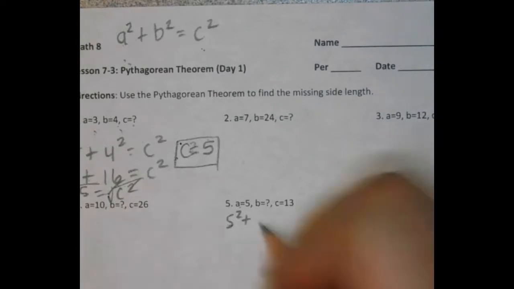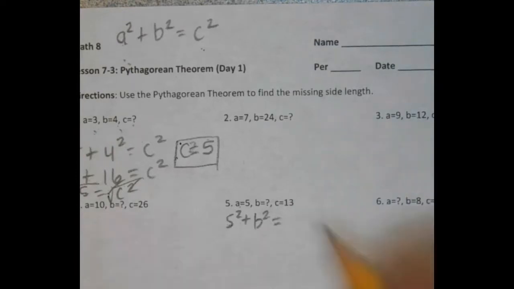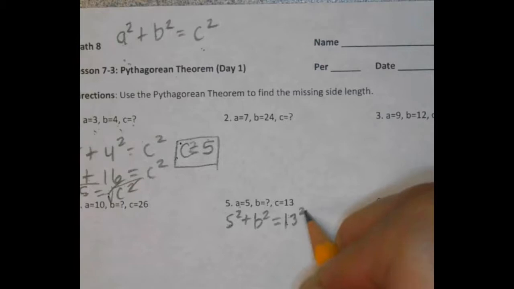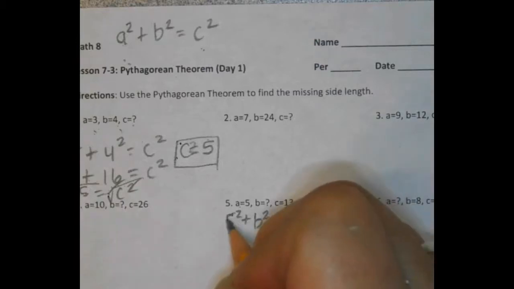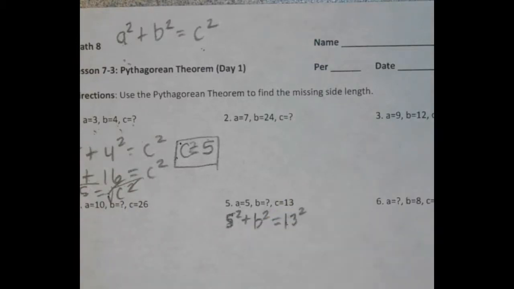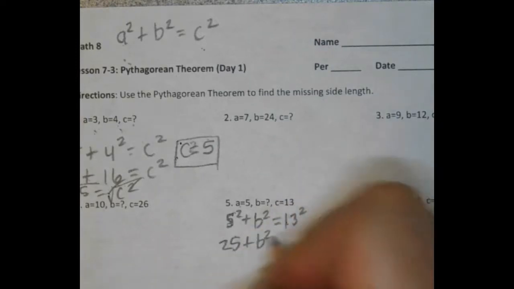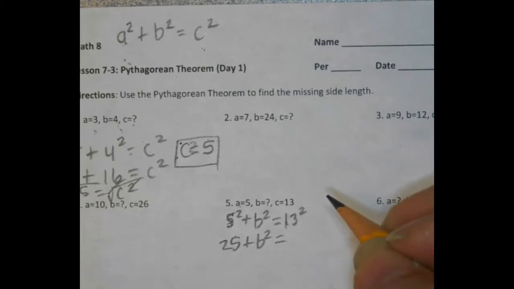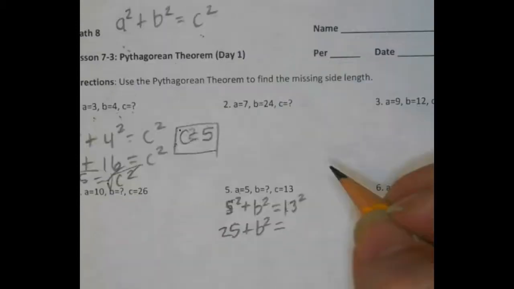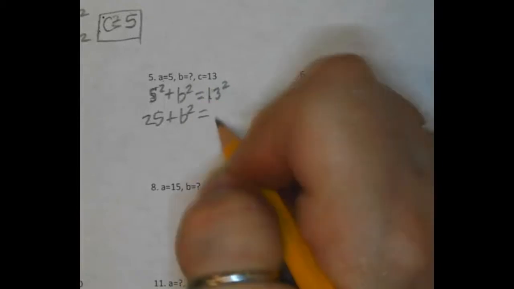We don't know, so we're going to just keep it as b squared, and what is my c going to be? 13 squared. Okay, so what is 5 squared? 25. I don't know what b is, so we're going to keep it at b squared. And what is 13 squared? You guys should have it on your note cards. Where are your note cards? 169, that's correct.